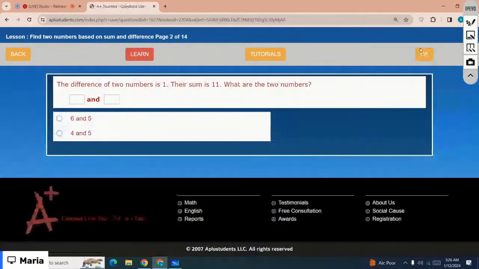Okay, the next one is the difference of two numbers is 1 and their sum is 11. What are the two numbers? So, which is the correct option? Which two numbers have the sum 11 and difference 1? You cannot see my screen.